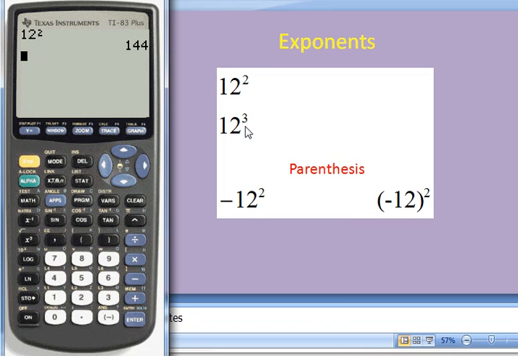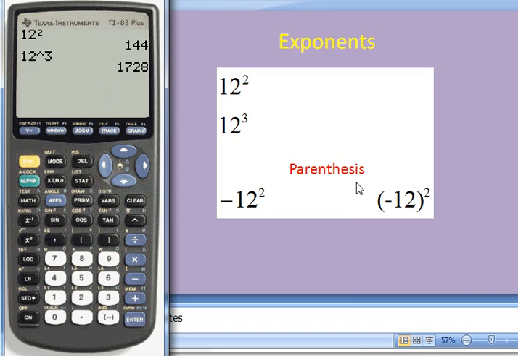So what about if you have a power higher than 2, such as 3, 4, 5, 6? Well, what we can do is 12 and the caret key. The caret key we use for an exponent. So it's above your division key. So you have to hit the caret key and then the 3. So whatever the exponent is beyond a 2, you can use the caret key and then type in the exponent. So we have 12 to the third, which is 12 times 12 times 12, gives us 1,728. Okay, not 36. You're not taking 12 times 3. You're taking 12 to the third power.